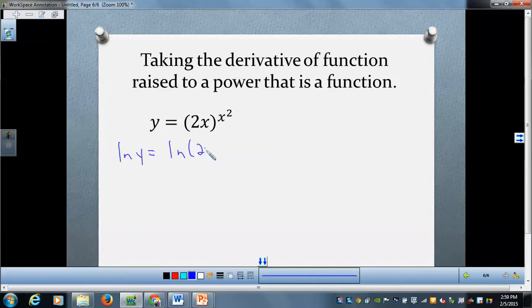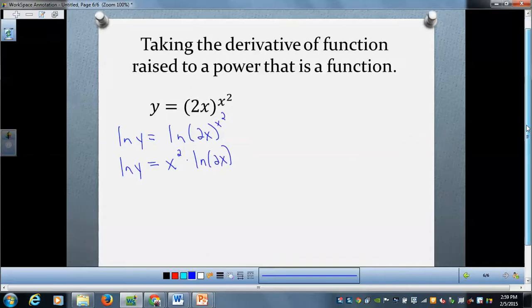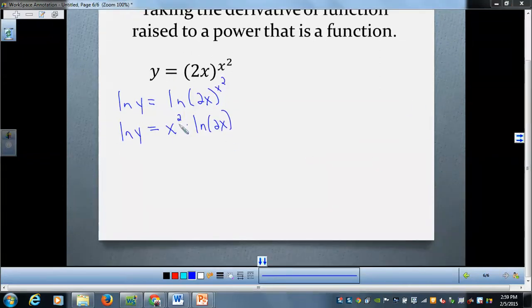So the first thing I'm going to do is this guy. And the reason I'm going to do this is because we want to get this function out of the power. And once I take the natural log of both sides, I can now move this guy out front using those properties of natural log. So I get the natural log of y equals x squared times the natural log of 2x. Now, once I get to this, this is really all rules that we know or should know and be able to apply.